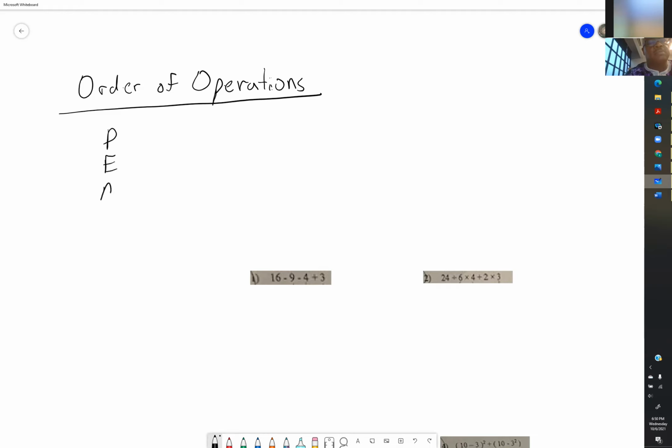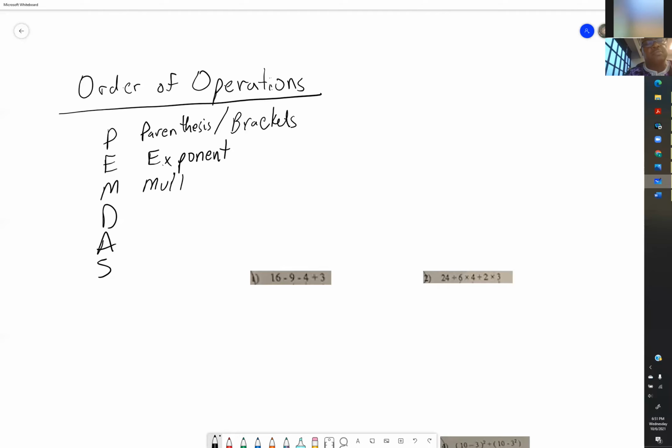PEMDAS, okay? That literally means parentheses or brackets. I put a slash for brackets. The next one is called exponents. I say exponents or roots, but it's the same thing. Next is multiplication, division. Lastly is addition, subtraction. Okay.